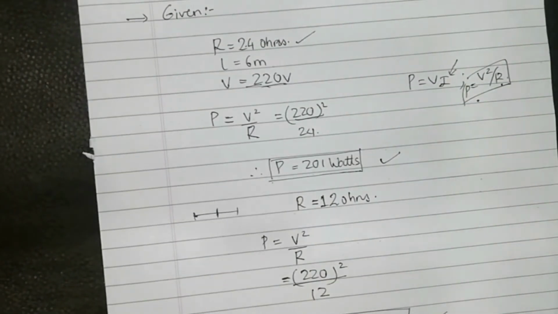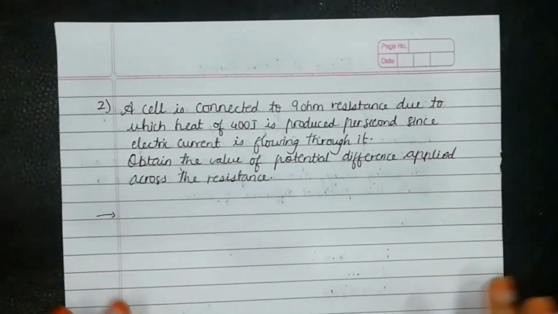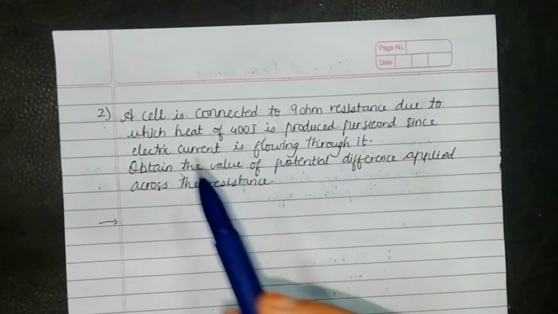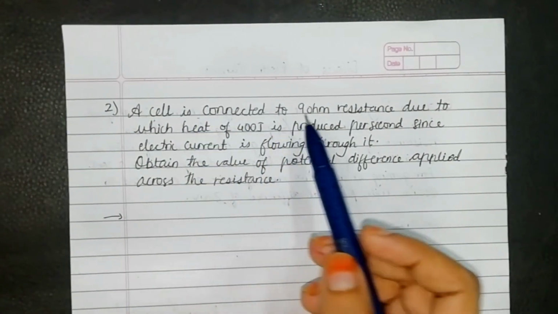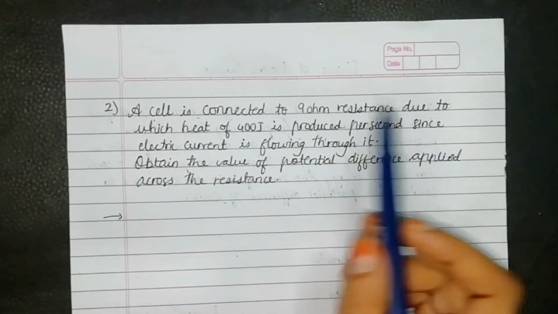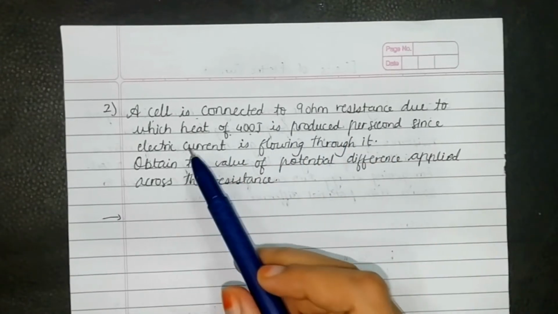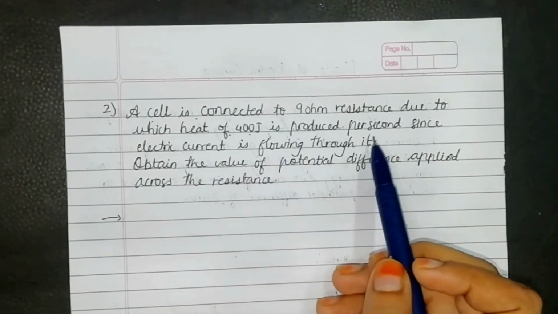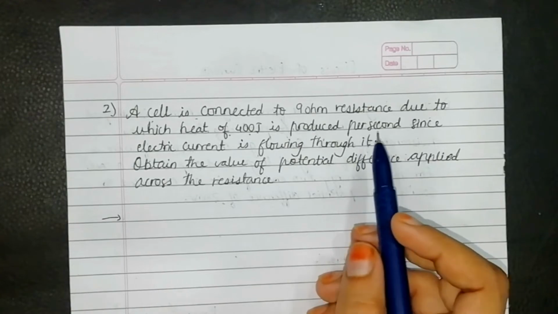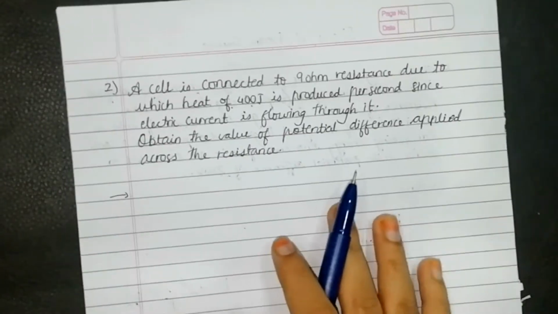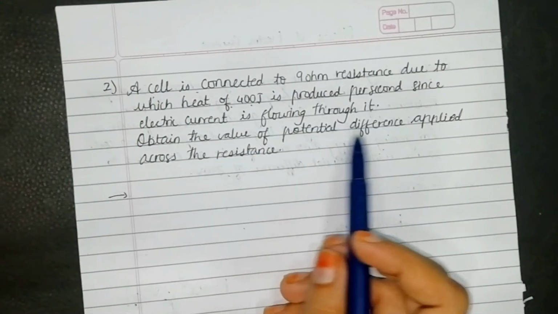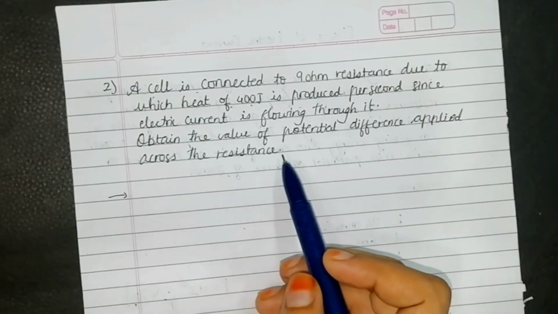Now we will see another sum of the same chapter. Let me quickly write down the question first. So here is the question, and let me read it. A cell is connected to a 9 ohm resistance, due to which heat of 400 joule is produced per second since electric current is flowing through it. Again, this is the phenomenon of the heating effect of electric current. We have to find the value of potential difference applied across the resistance.